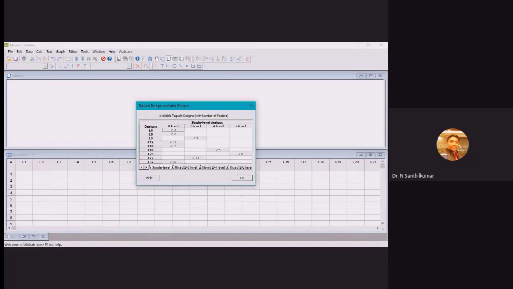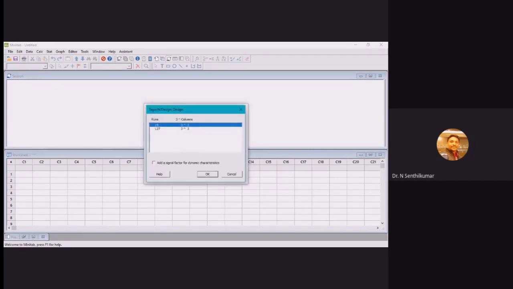You can see the designs for single level, mixed level, mixed 2-4 level, 2-8 levels. Our aim is single levels only: 3 means 3 level, 4 means 4 level, that is single level, not mixed levels. In the single level, 3 level, you can see I have L9 for 2 to 4 parameters, and L27 for 2 to 13. So I will go on with L9 only. From this I can select that, and clicking the designs shows L9, L27. So first I will go on with L9. Select this and click OK.